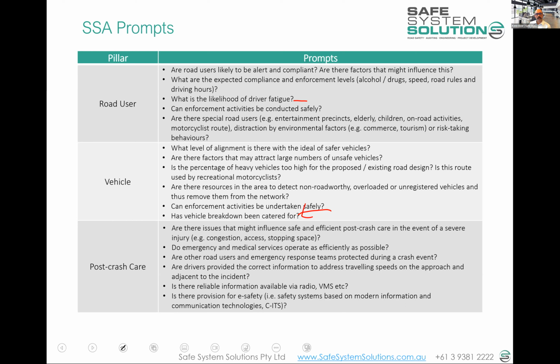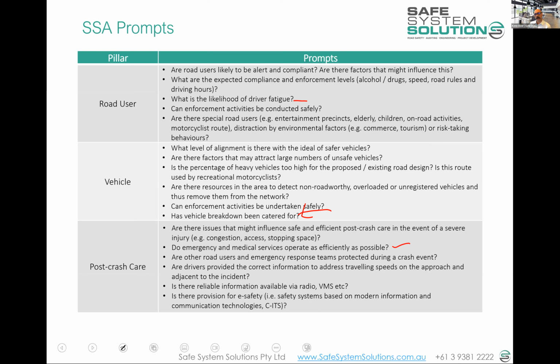Then you go into post-crash care. So this is after crashes happen. Are there issues that might influence safe and efficient post-crash care in the event of a severe injury? So congestion, access, stopping. Often this is around, again, motorways, like congestion. How would you get to crashes in different spots? Do emergency and medical services operate as efficiently and rapidly as possible?